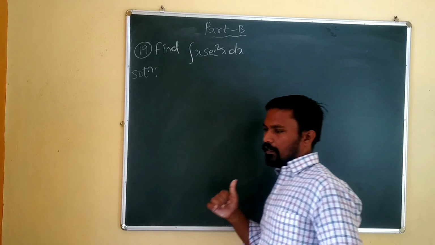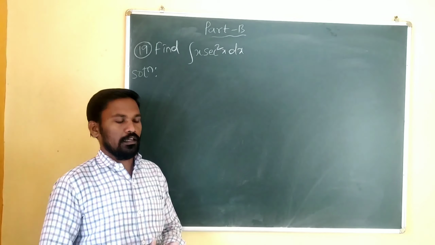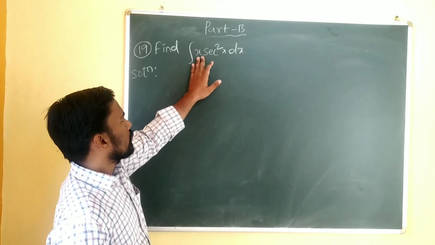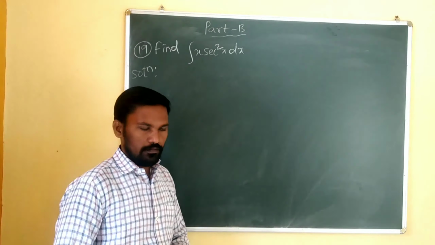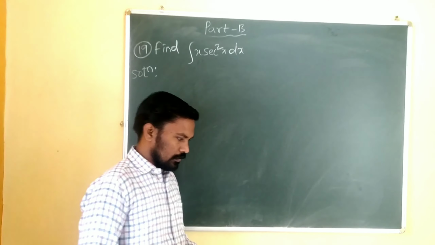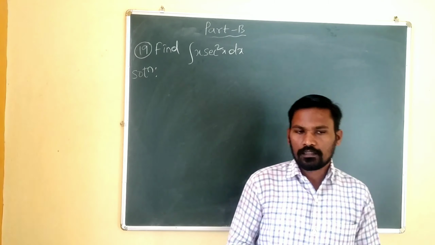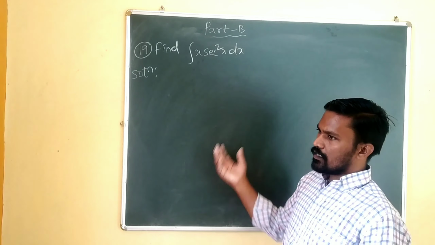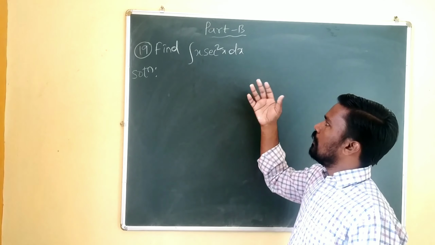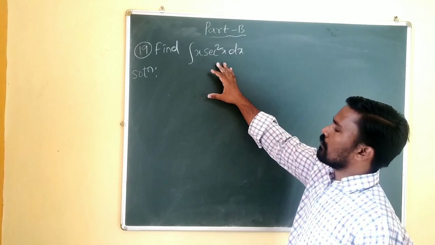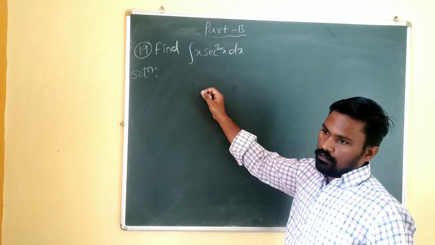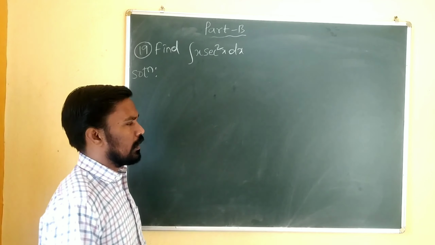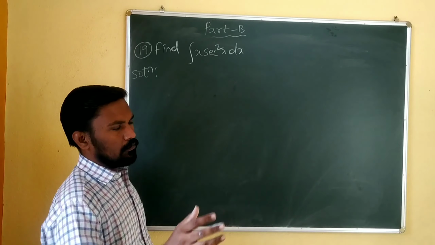Let's look at the question number 19. Find the integration of x into secant square x. Whenever you have the product of two functions, say x is one function and secant square x is another function, like in differentiation, we have the product rule, the UV formula. Similarly, in integration also, we have a rule to find the integral of the product of two functions. What is that rule? That is integration by parts. This is the formula used to calculate the integral of the product of two functions.